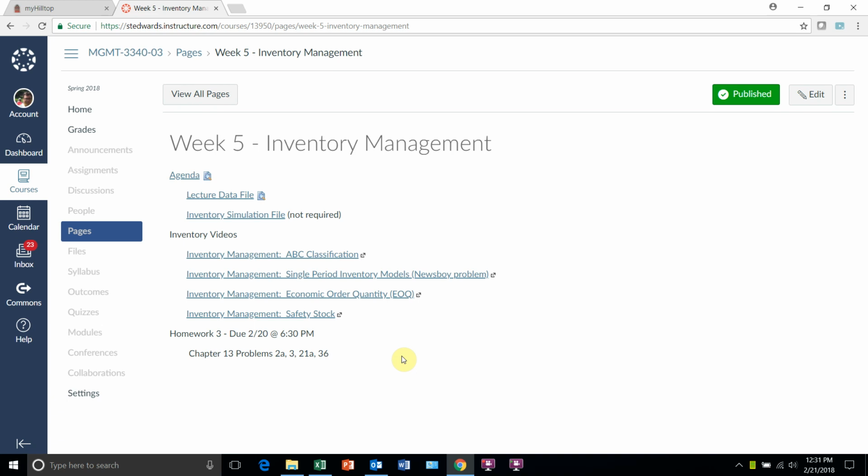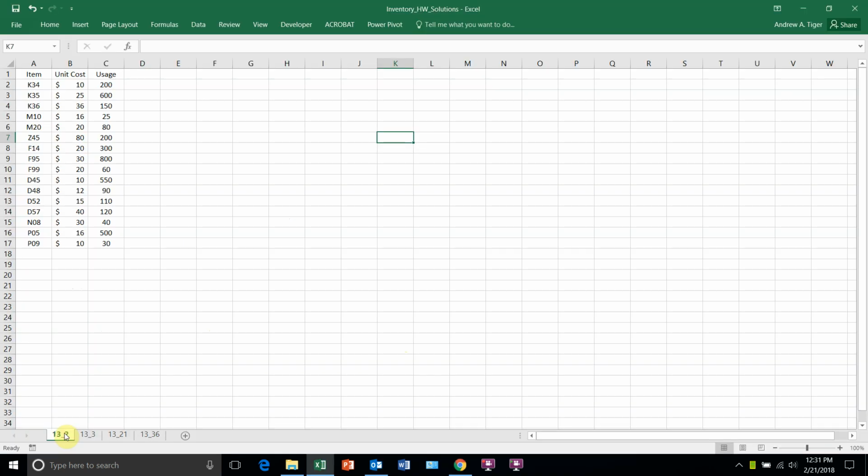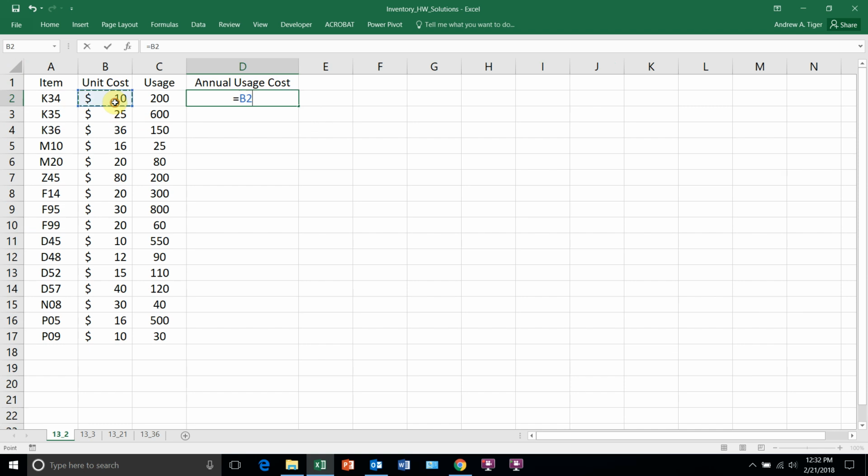Okay, this video goes over the inventory problems. Problems 2A, 3, 21A, and 36. Problem 2A is where they want you to use an ABC classification. So what we have to do is determine some type of value, and the value is the annual usage cost. And that is just the product of the unit cost times the usage per year.